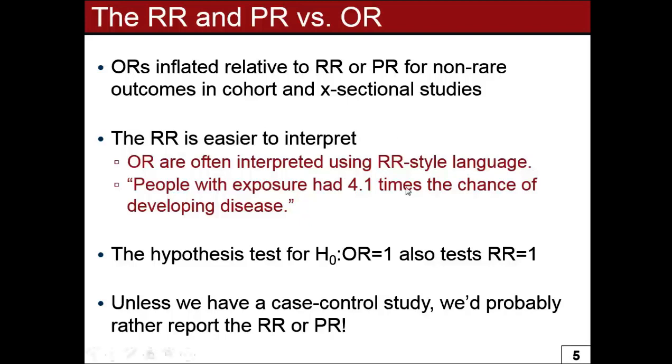So this is my case for why we actually care about the risk ratio. And we get away with it because the hypothesis tests are the same. So it kind of gives us protection. We're not giving totally the wrong answer, because we know that the risk ratio is not 1 when we say the odds ratio is not 1.